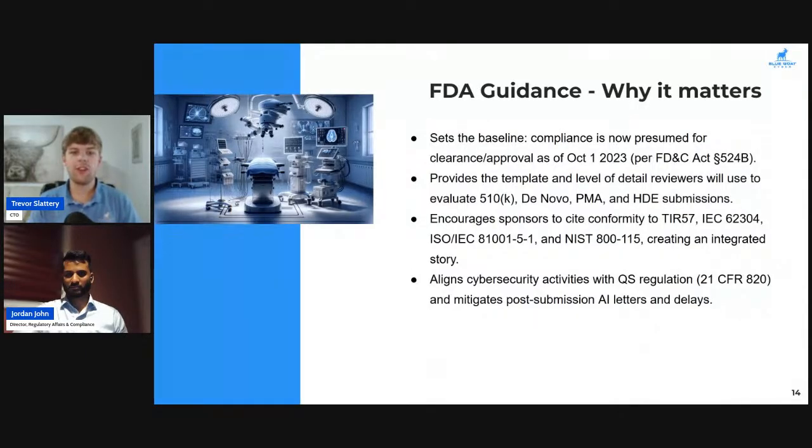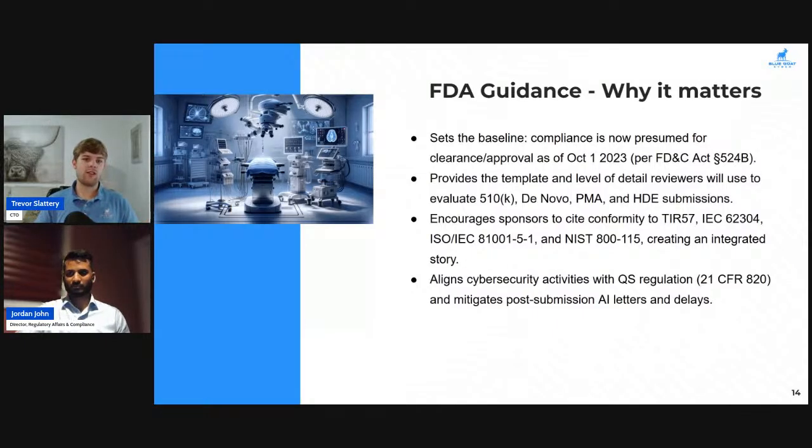Now, this is encouraging device manufacturers to cite conformity to all of these standards that we talked about. Of course, this isn't a comprehensive list of any of the standards that can apply to a medical device, but looking at some of these standards that we've mentioned, TIR57, 62304, 81001, 800-115, these are all great things to reference as part of your submission materials. Now, this also talks about cybersecurity activities in alignment with quality regulations.